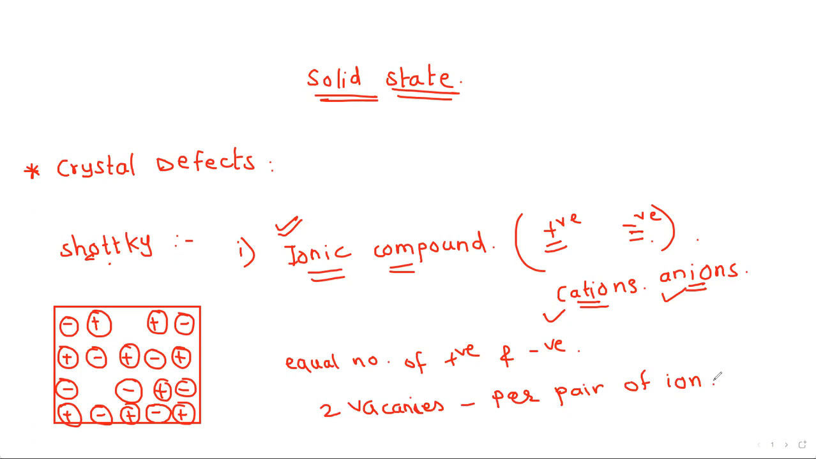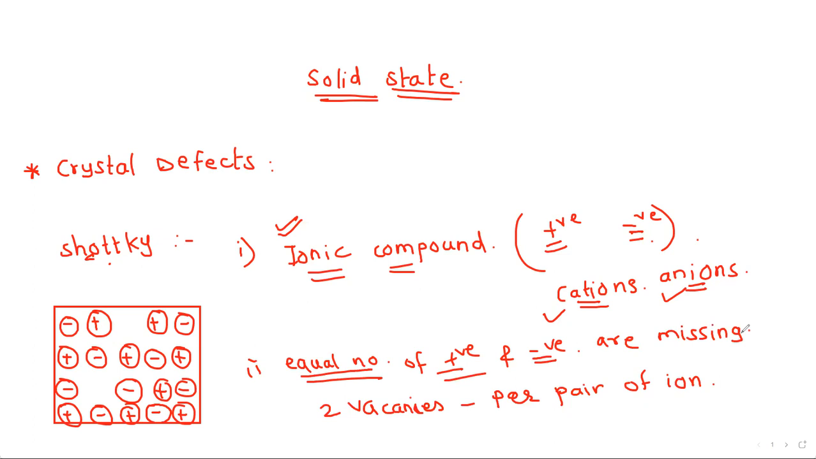Suppose one positive charge is missing, then one negative charge will be missing. Two positive, two negative, three positive, three negative. So another important point is that an equal number of cations and anions are missing from their regular sites. So this is about the Schottky defect.